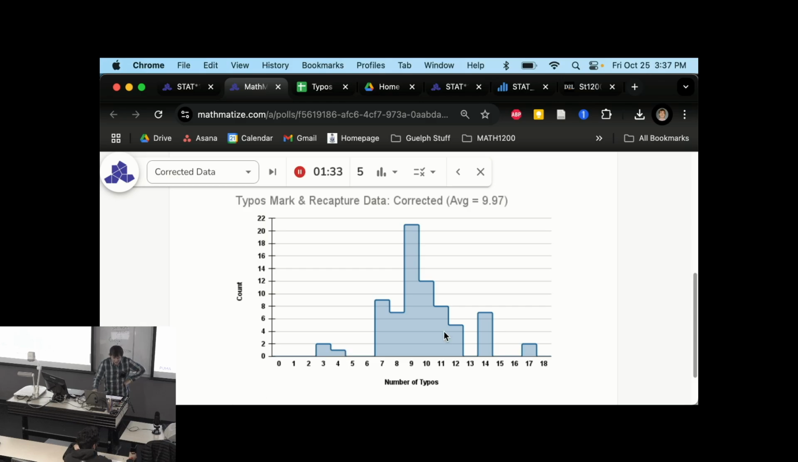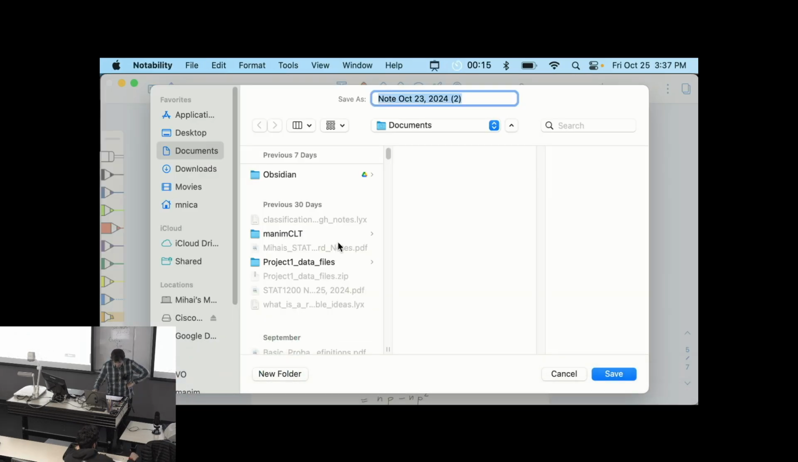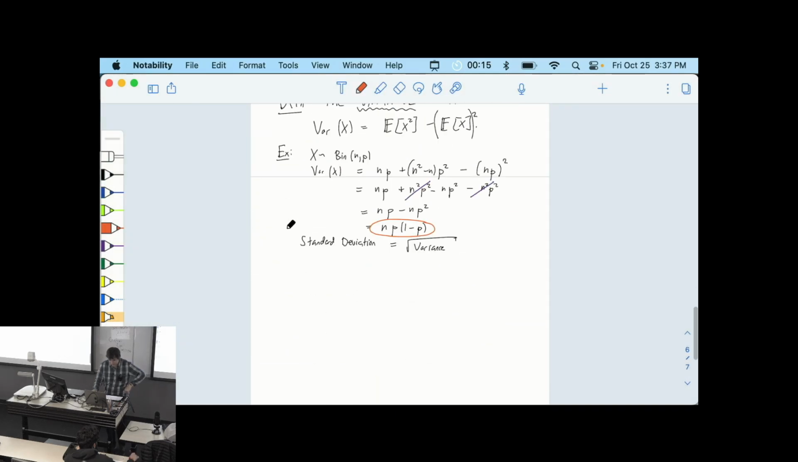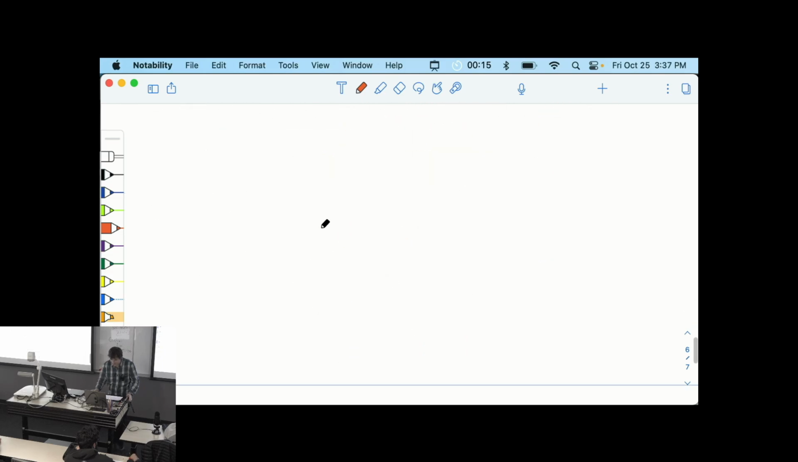All right, let's see the formula. So let's get a little blackboard. And this was what we did last time. I guess we can keep working on here. So here is the setup.